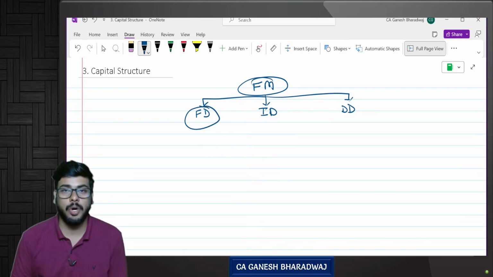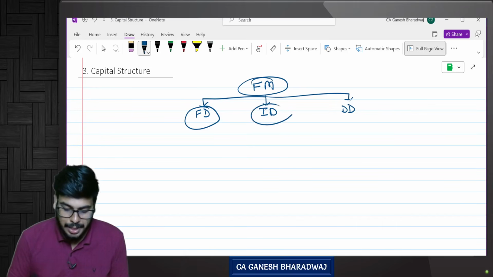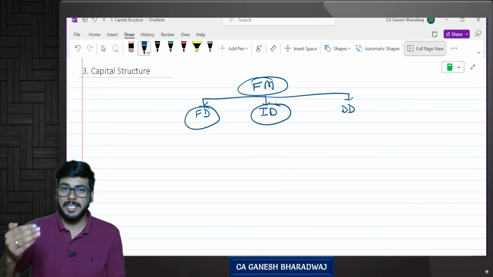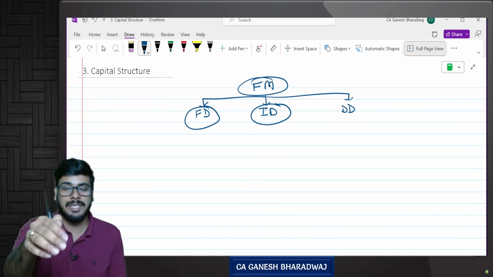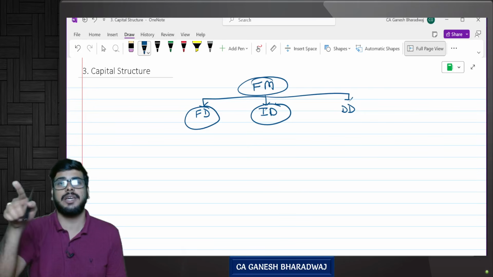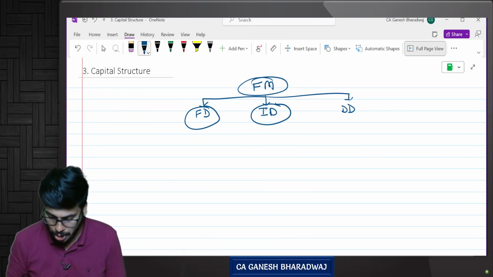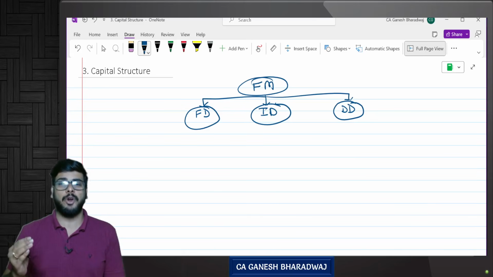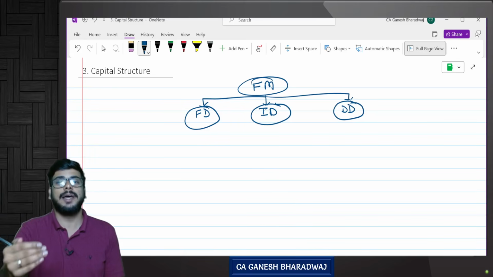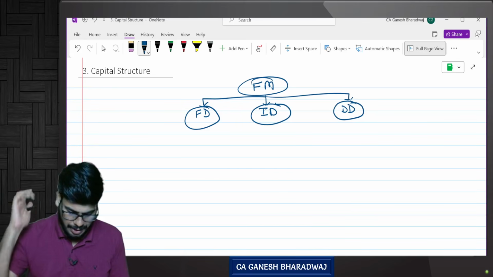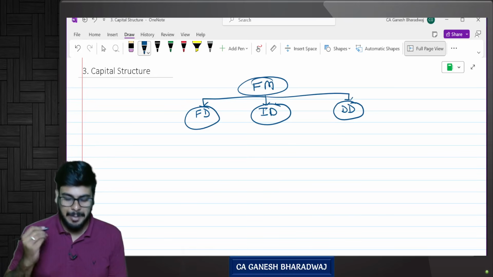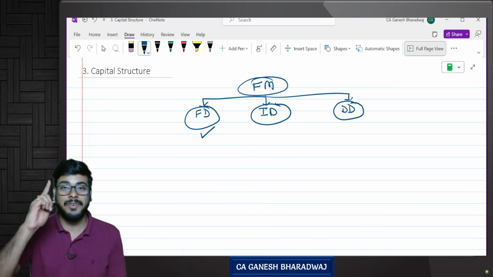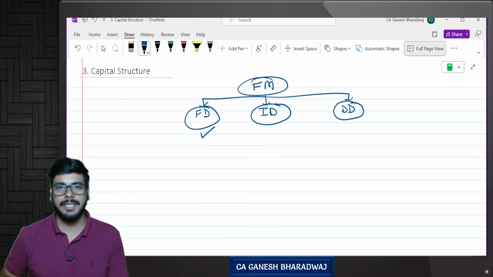Financing decision means taking decisions with respect to the fundraising activity, correct? Investment decision means taking decisions with respect to where the funds need to be invested, whether I should put it in project A or in project B or in project C and so on. And dividend decision stands for how much of my profit needs to be paid as dividend and how much needs to be retained with the company, right? Now this chapter, capital structure, comes under the first category, that is financing decision.